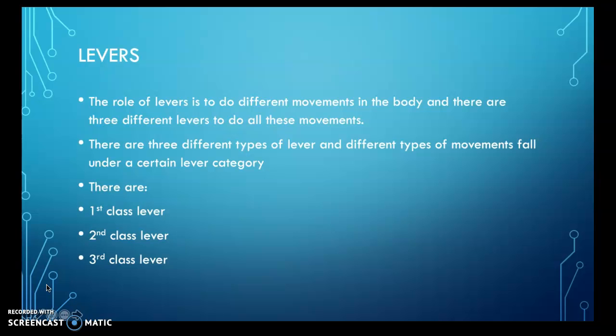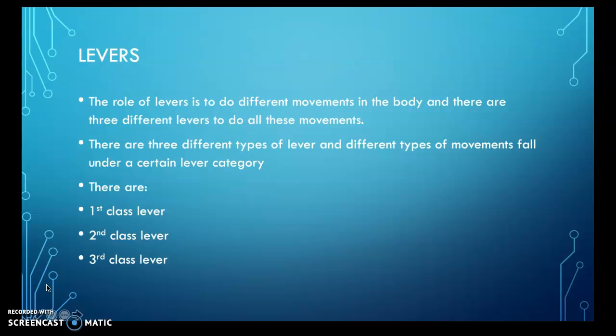When raising your bicep, it's pulling up the load in a bicep curl. So your bicep is the effort. The fulcrum is the axis or joint where the movement takes place. For example, in the bicep curl, your fulcrum would be your elbow. There are three different types of lever, and these are first, second, and third class levers. They all do different types of movement.